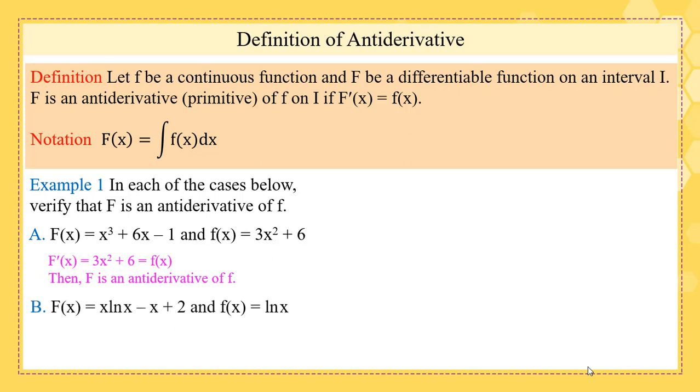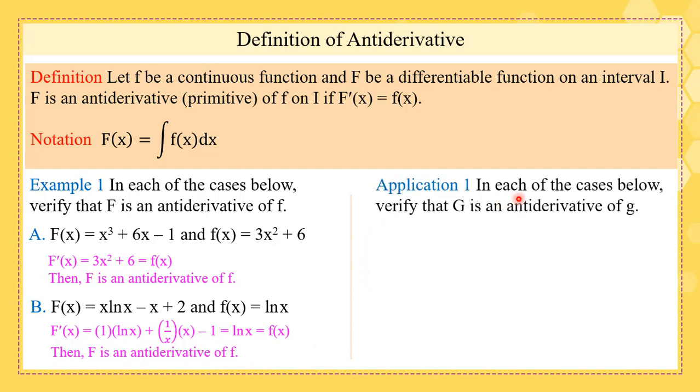B. Capital F of x equals x ln x minus x plus 2, and small f of x equals ln x. Then we take the derivative of capital F of x. That is equal to u prime v plus v prime u, because here you have u times v. That is equal to ln x, which is equal to small f of x. Then capital F is an antiderivative of small f.